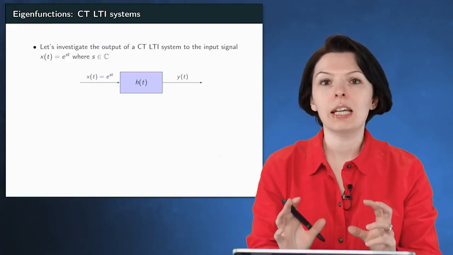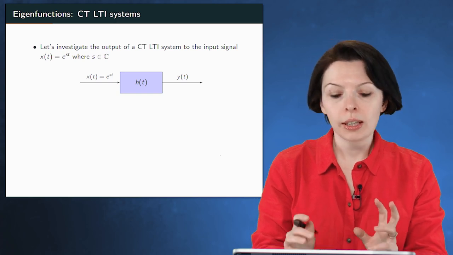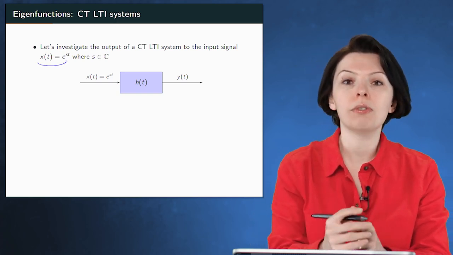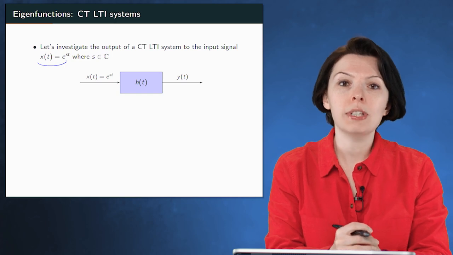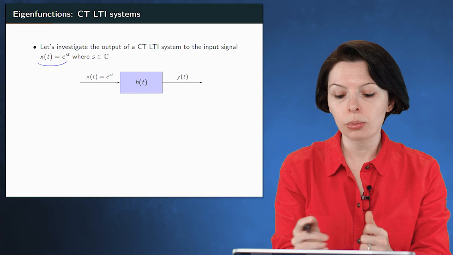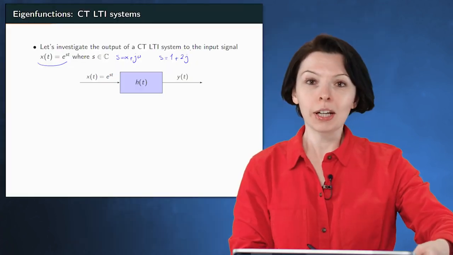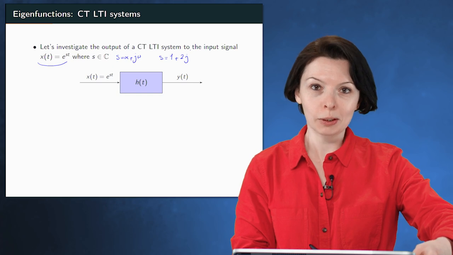Now let's investigate the output of a continuous time LTI system to an input signal that has this format, a complex exponential. x of t is equal to e to the st, where s is a general complex number, which I'm going to show as alpha plus j omega. As an example, you can think of s equal to 1 plus 2j, or any complex number. Let's find the output of the system to this input signal.